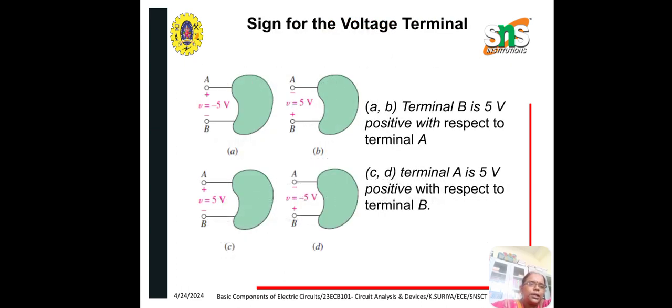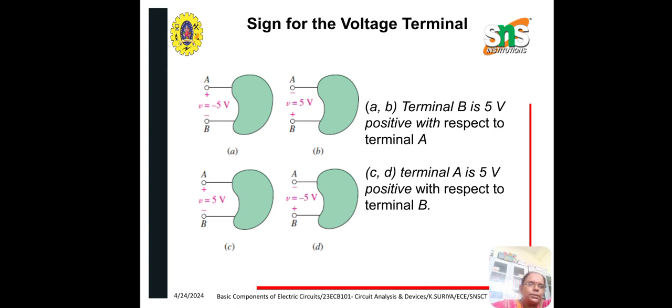So here are the signs for voltage terminal. In figures A and B, terminal B is 5 volts positive with respect to terminal A. In the first diagram A, the terminal marked A is positive and B is negative, but the voltage value is given as minus 5 volts. So it represents plus 5 volts.